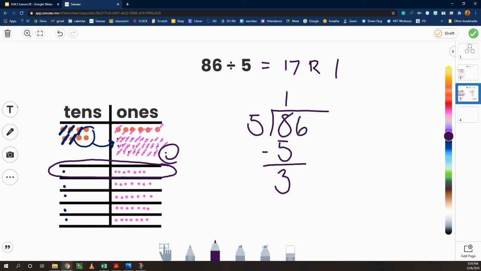We brought those 3 10s over into our ones place, changed them in, giving us a total of 36 ones. Then we divided up our 36 ones into 5 equal groups. There were 7 in each group for a total of 35. We took that away. There was 1 left over, which gave us 17 with a remainder of 1.